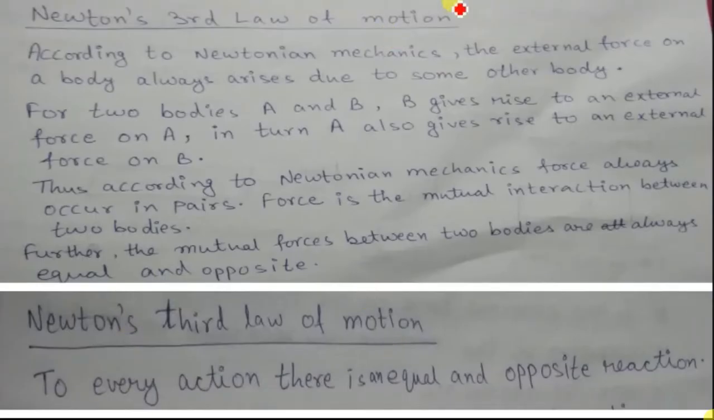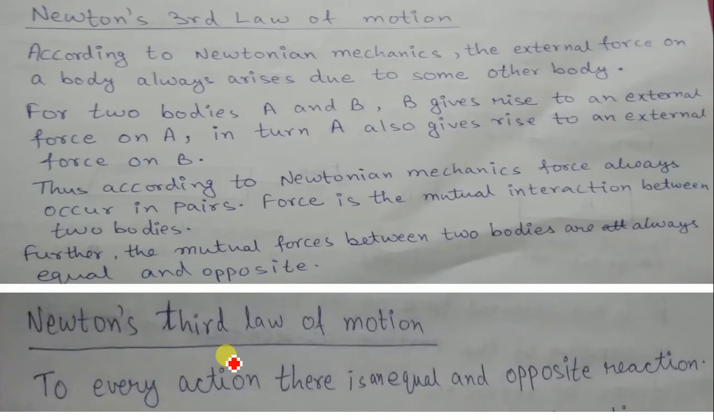Third law of motion. According to Newtonian mechanics, the external force on a body always arises due to some other body. For two bodies A and B, B gives rise to an external force on A. In turn, A also gives rise to an external force on B. The mutual forces between two bodies are always equal and opposite. Now the statement of Newton's third law of motion is: to every action there is an equal and opposite reaction.